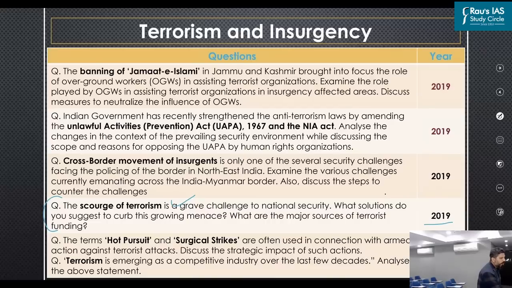And finally, what are the major sources of terror financing? So these are 3-4 dimensions of terrorism. If you handle them properly, you would be able to answer the question if any is asked related to terrorism.